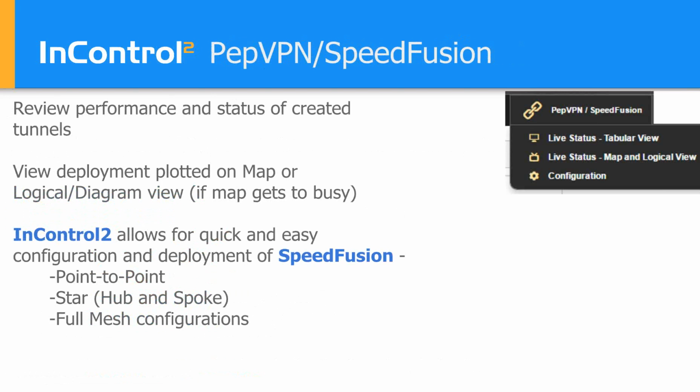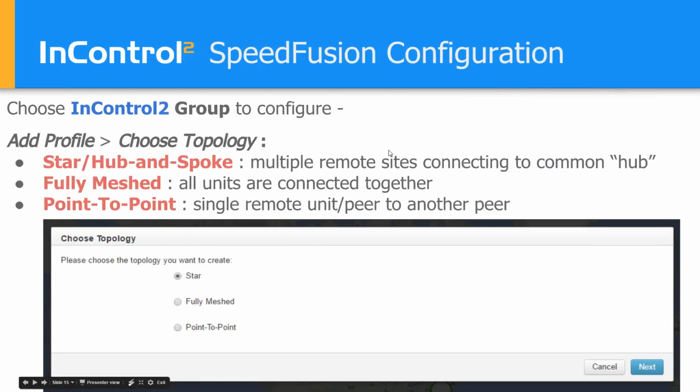And like I said, InControl 2 allows for quick and easy config and deployment of SpeedFusion a variety of ways. You can do a simple point-to-point deployment. We can do that star or hub and spoke deployment, or set up a fully meshed network very, very quickly. To set up SpeedFusion, very easy to do.